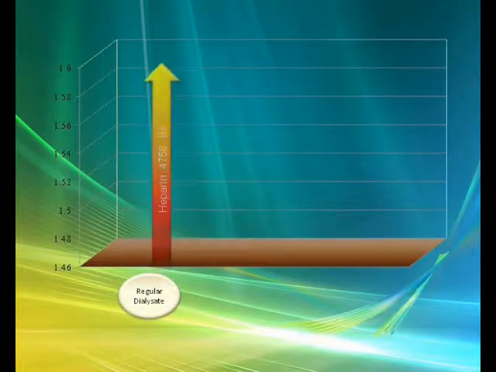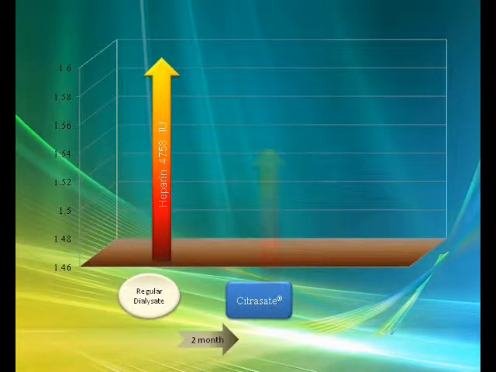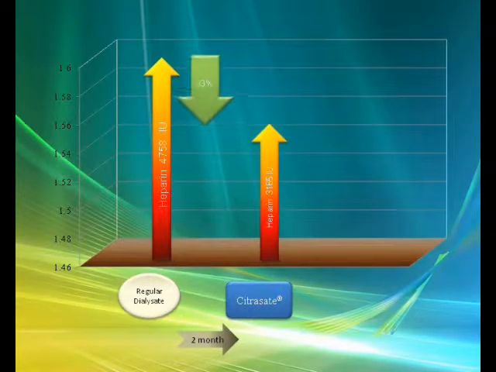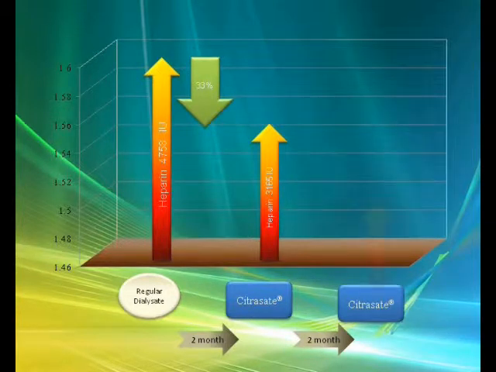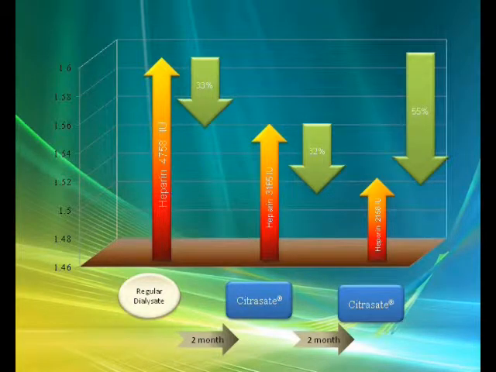31 patients were identified as having prolonged bleeding time at the end of the dialysis sessions when using regular dialysate. Those patients were switched to Citrasate, and 2 months later their heparin dose was reduced to 33.5%. 2 months later, the heparin dose was further reduced by another 32%, making a total of 55% reduction from the baseline.